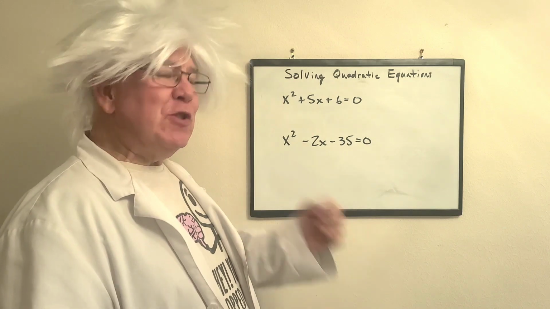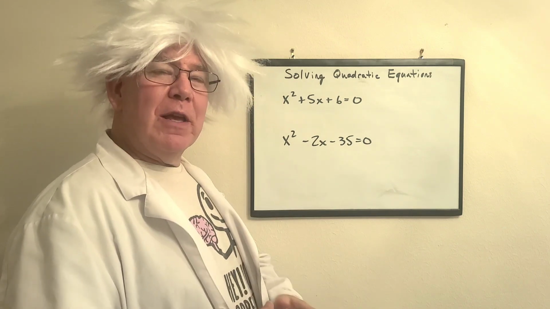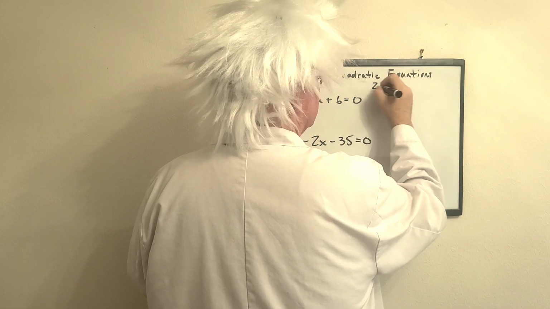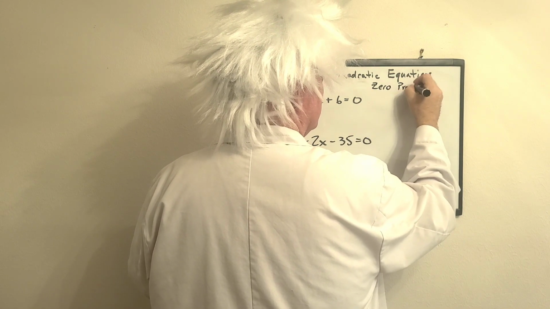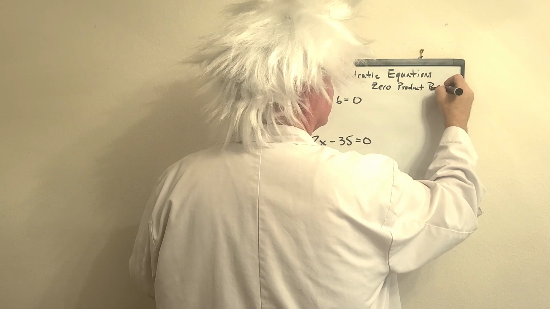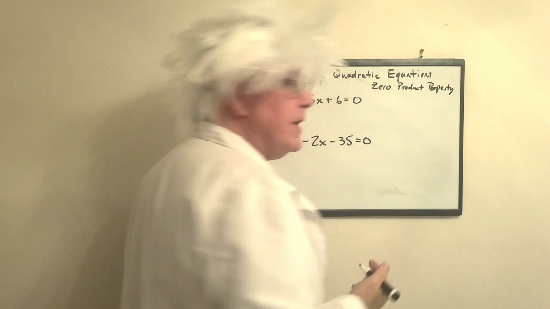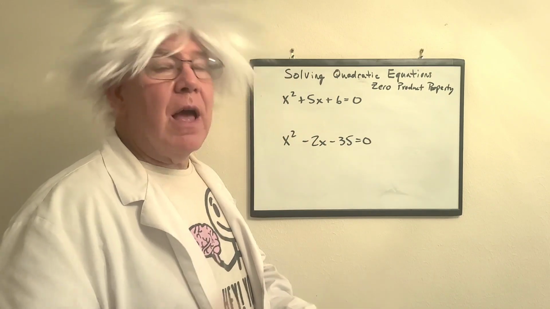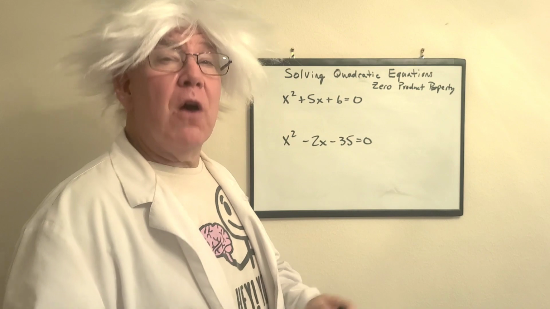We're in our second video on solving quadratic equations. This time we're going to do something called the zero product property. Now, all that means is we are going to take these factors and set them equal to zero. Professor AlgeBro has a little trick for y'all later on.